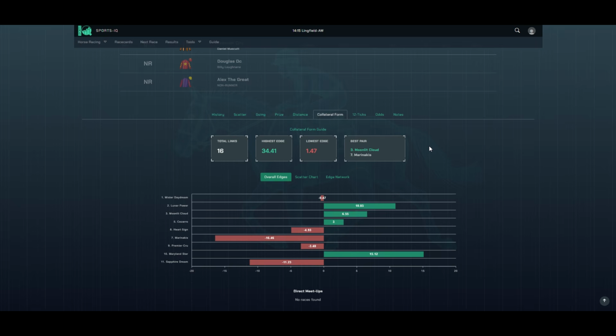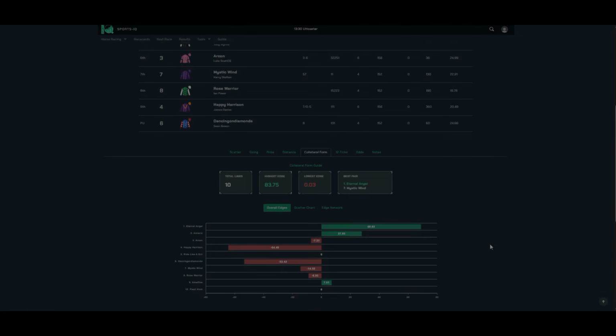That's why you shouldn't just eyeball a raw number and stop there. A big edge from a recent direct weight adjusted meeting on similar ground is about as reliable as the kind of analysis gets. A big edge from an old indirect link through a moderate bridge horse deserves more skepticism. Let's have a look at the visuals for a race.